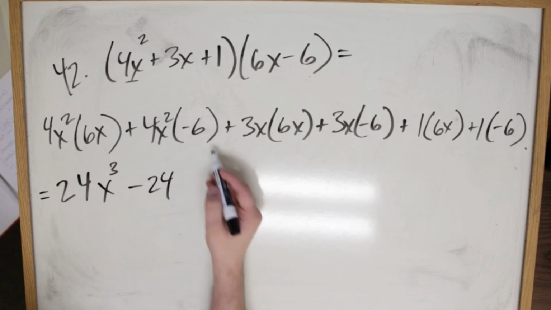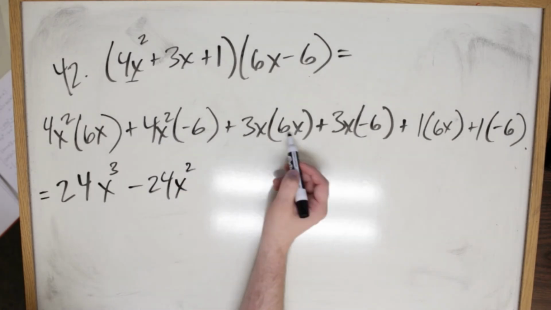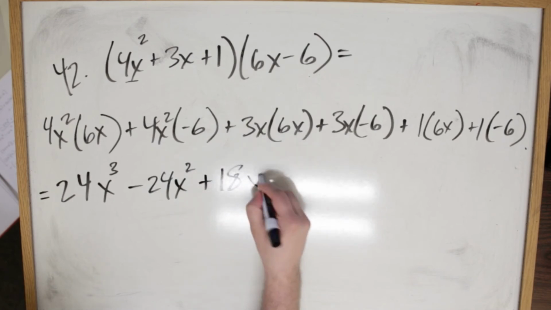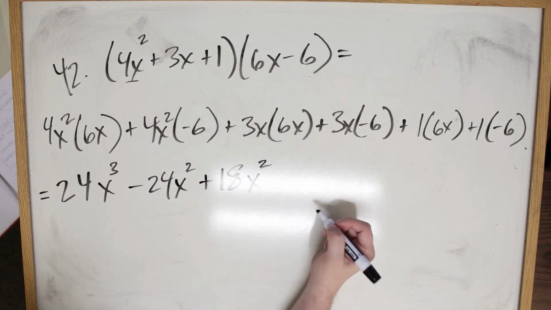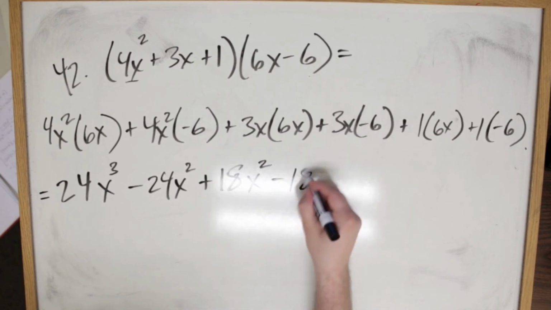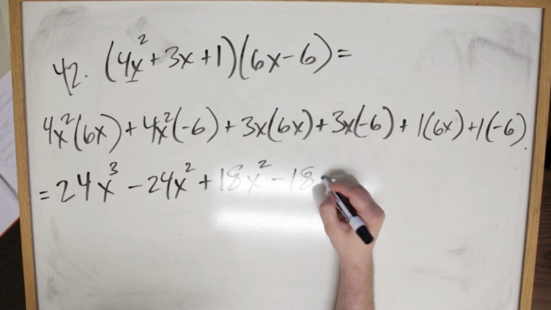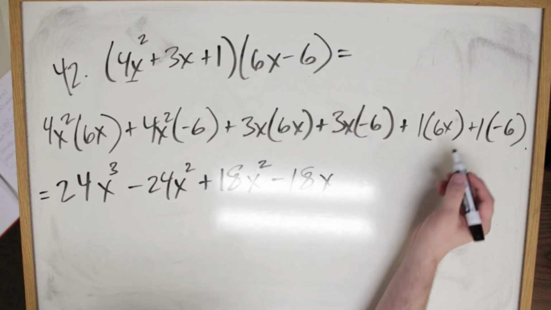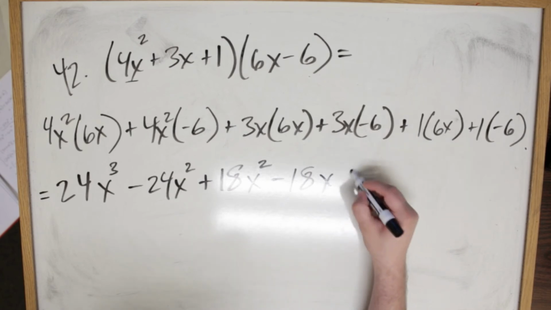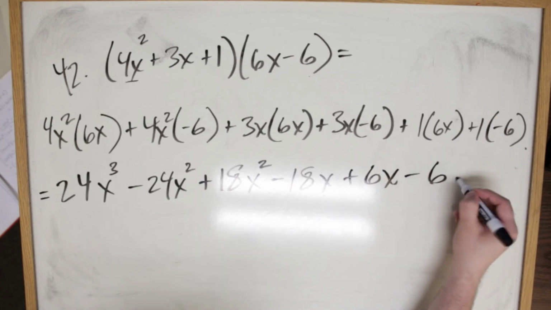X squared, there's no x here, so this is x squared. 3 times 6 is going to be 18. X times x is x squared. 3 times minus 6 is a minus 18. X times nothing times 1 is just going to be x. This 1 times 6x is just going to be 6x. This last one is going to be a minus 6.